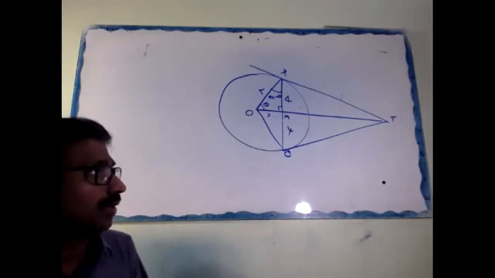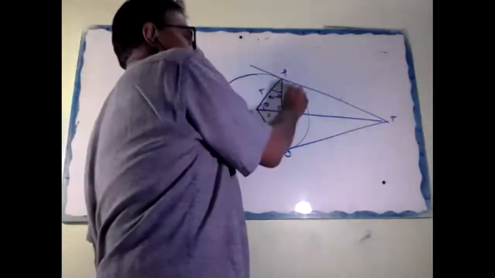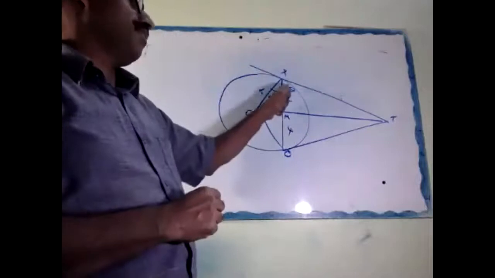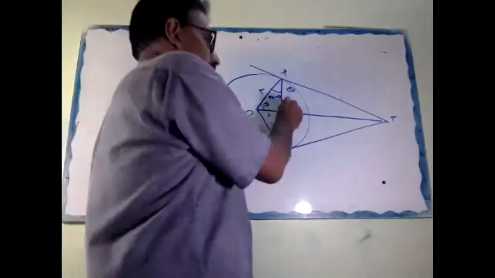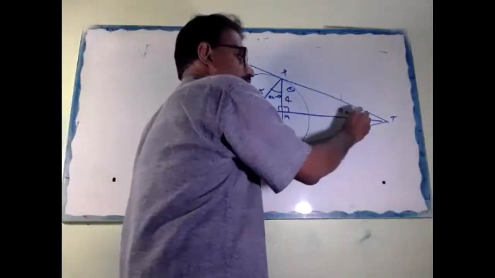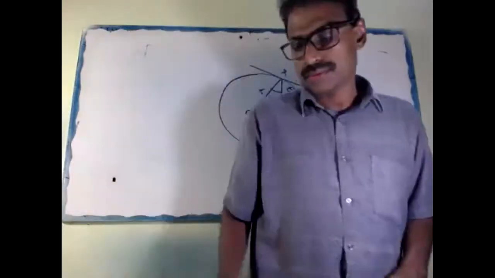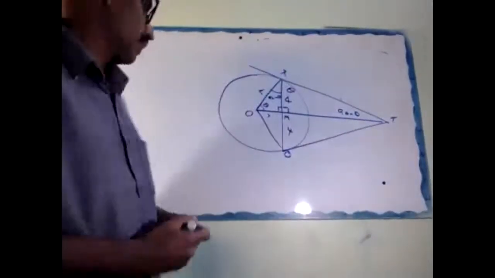Okay, radius to the point of contact. So that means this angle is how much? Theta. 90 minus theta, theta. Okay, this angle is 90, so this is 90 minus theta. Agree or not? Okay, now look.